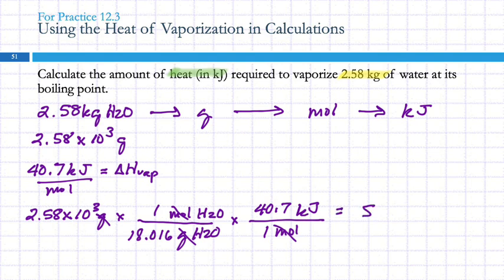So that's going to give us 5828.48579 kilojoules, which is a ridiculous number of sig figs, right? How many sig figs should we have? 3.